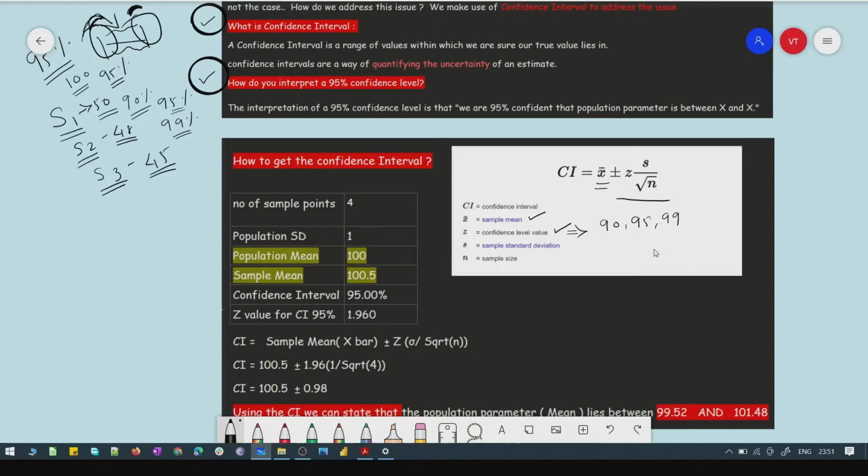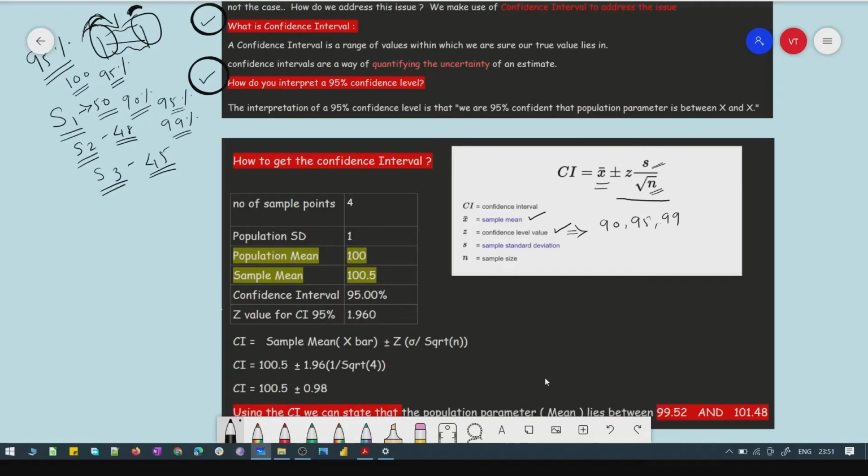Based on the value that you select, you need to go to the z table and look at the corresponding values to get your z value. The standard deviation is something that you should have when you're trying to determine your confidence interval. And n represents the sample size. So this formula is fairly simple. It involves your sample mean, the standard deviation, the number of elements in the sample, and the z value determined based on the confidence level that you're selecting.